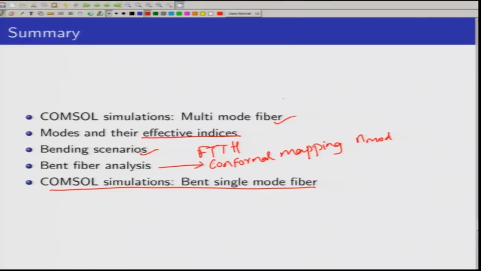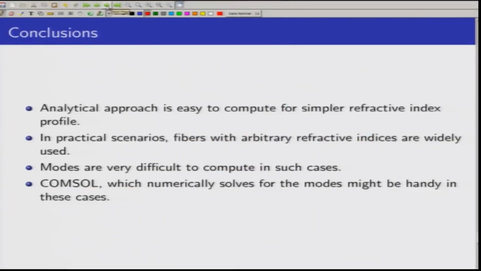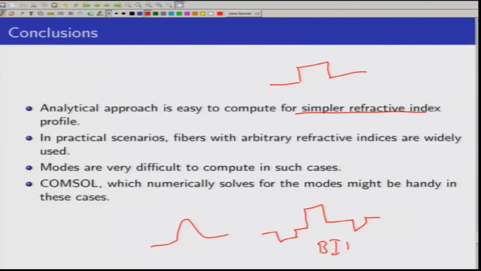Now, what is it that we have drawn from this? As suggested earlier, we can follow an analytical approach as well to solve this problem of modes, but this can be applied in the case of a simpler refractive index, one of the cases being the standard step index profile that we have considered here. But in practical scenarios, this step index profile is not of much use, and many different profiles are used in optical fibers, let us say a parabolic index or a trench index, which is basically a bend insensitive fiber. Solving for these kinds of refractive indices is very complex using the analytical approach.